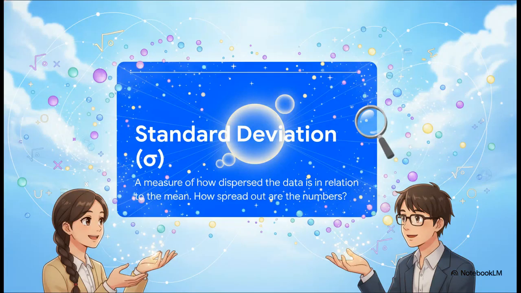And the absolute best tool for measuring that spread is the standard deviation. It boils everything down to a single number that tells us, on average, how far any given point is from the mean. And yep, it's another one of those big formulas. But just like before, we're going to take it one piece at a time.